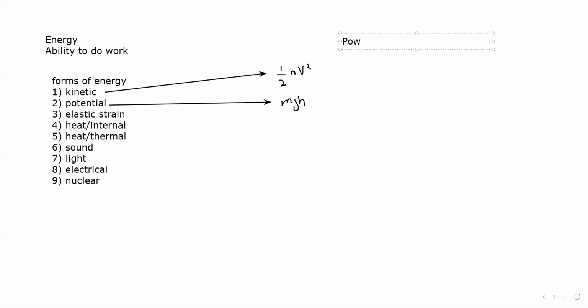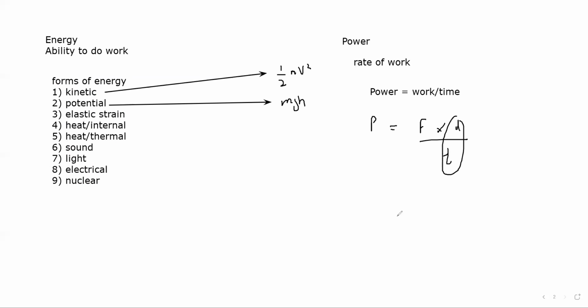And what is power? Power is the rate of doing work, meaning how much work is done in a unit time. So the formula for power is equal to work divided by time. And it can also have another formula. Work is force times distance, so force multiplied by distance divided by time, and distance divided by time is speed. So power is the product of force and speed.